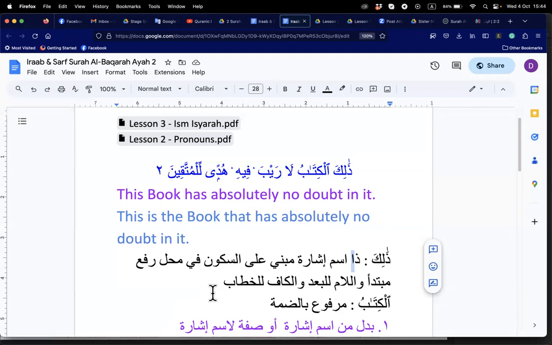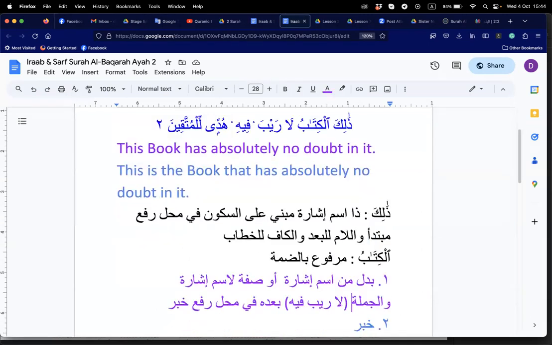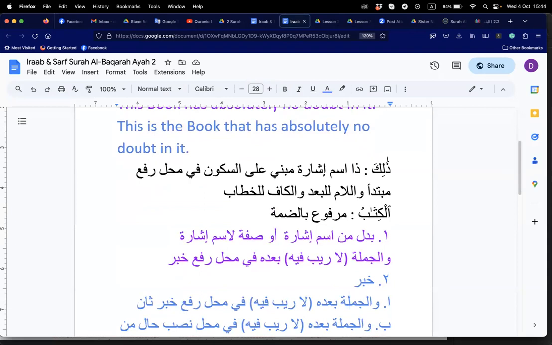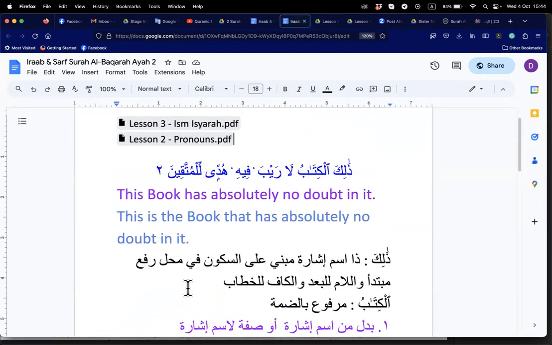Here, the second translation you also describe as ism isyarah, musharun ilayh: this is the book that has. If you are doing this, it will be a mubtada and a khabar. The blue one: this is mubtada, this is khabar, and then this is the second khabar or hal. The purple one: this is mubtada, and this one is khabar. Clear, everybody?